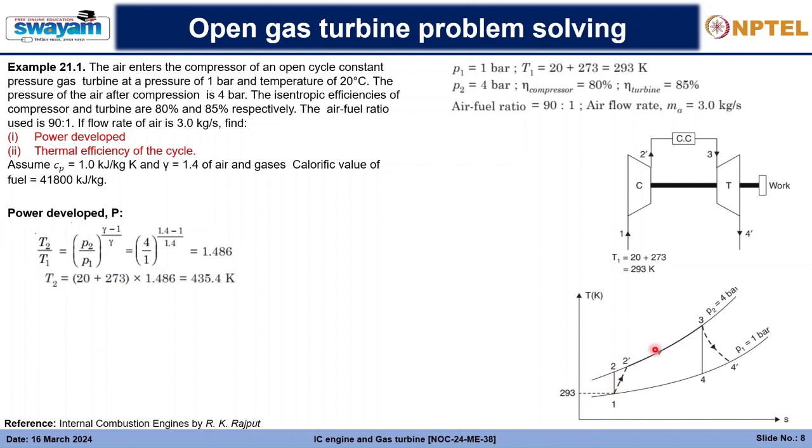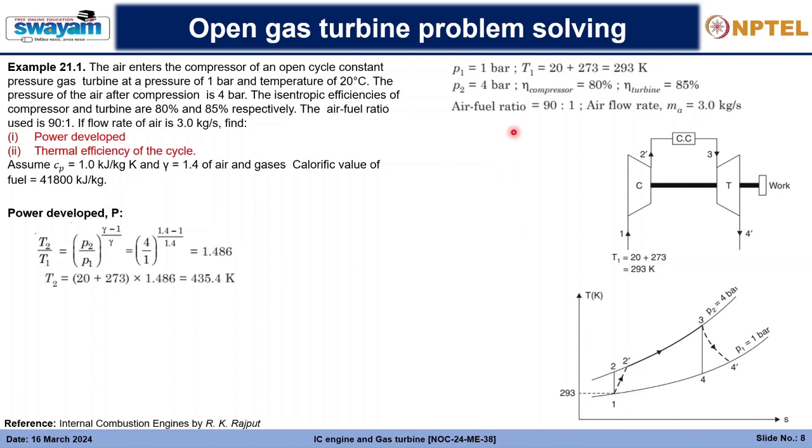We will solve: if the process would have been isentropic, the ratio of T2 by T1 is equal to (P2 by P1) to the power (gamma minus 1) by gamma, that we get from the thermodynamic relationships, and that value will be 1.486. So the temperature T2 would be 435.4 Kelvin. So this is T2, but that is not the actual temperature.